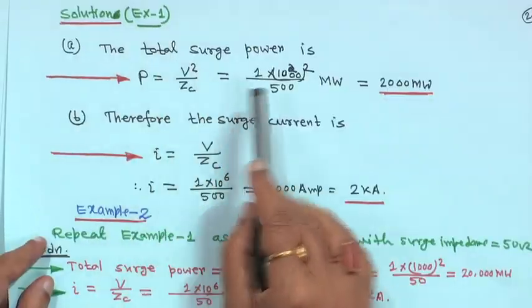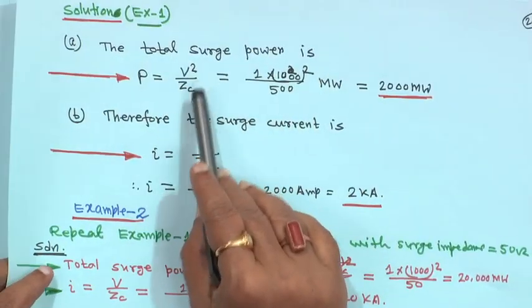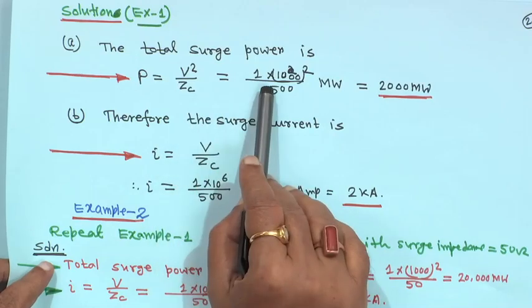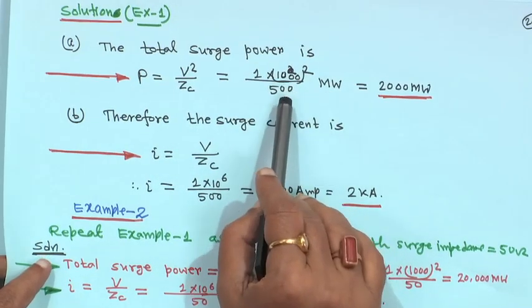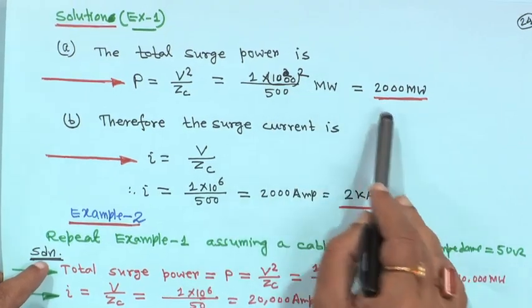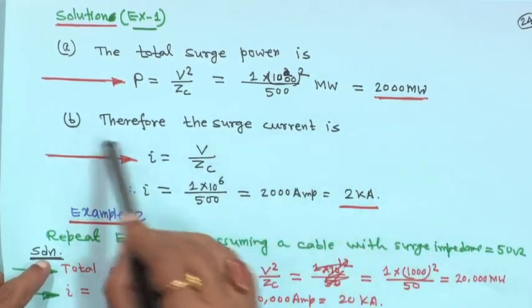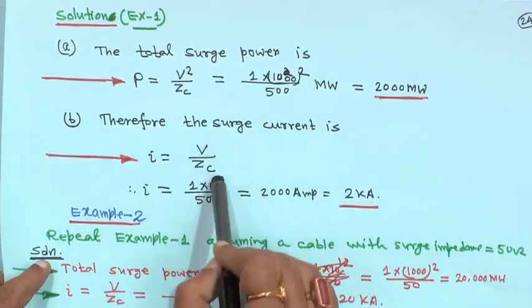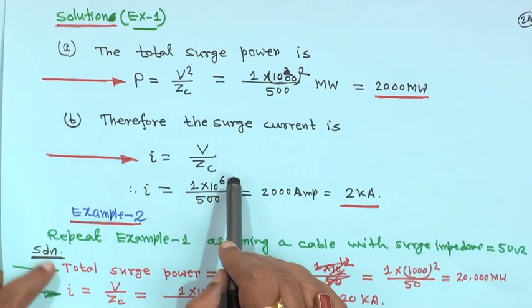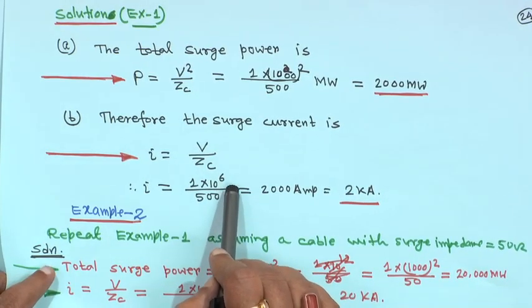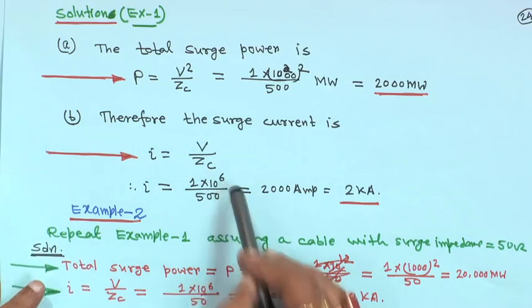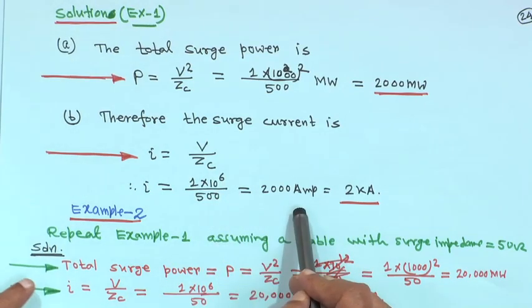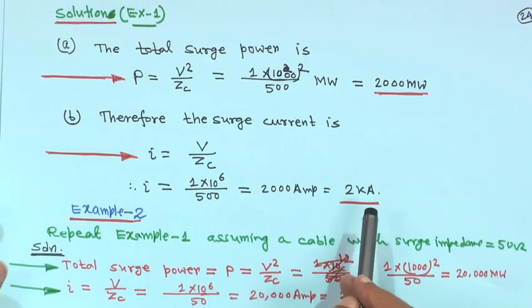This is the solution. Total surge power is P is equal to V square by ZC. So, 1000 square by 500, kV square by ohm, is megawatt. So, it is 2000 megawatt. And B, the surge current, is I is equal to V upon ZC. V is given as 1000 kV, converted to volt, 10 to the power 6 volt, divided by 500, that is 2000 ampere, that is 2 kilo ampere.